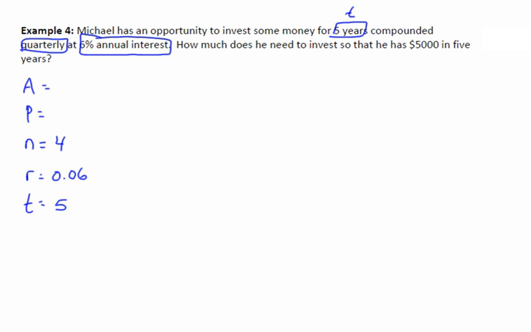So who are we looking for? P, so that he accumulates or has 5,000 in 5 years. So now we know the final amount in his bank account. How much does he have to invest? Okay, so what does our formula look like now? 5,000 equals P, or X, we'll call P, times 1 plus 0.06 over 4 to the power of 4 times 5.